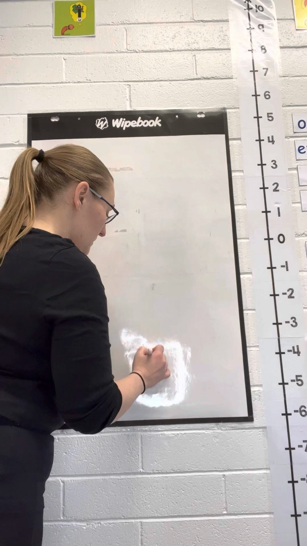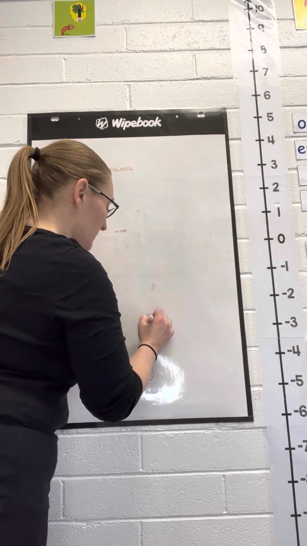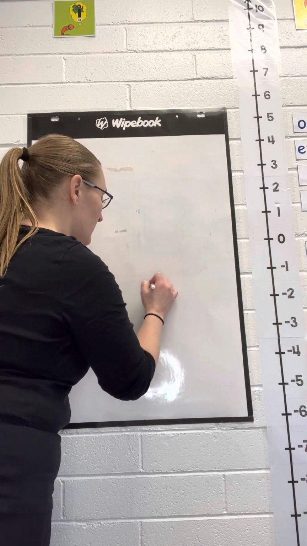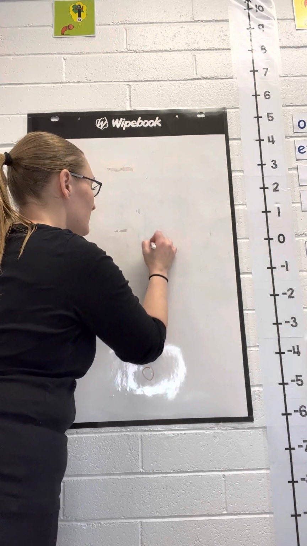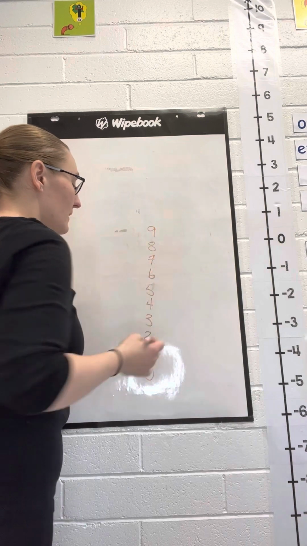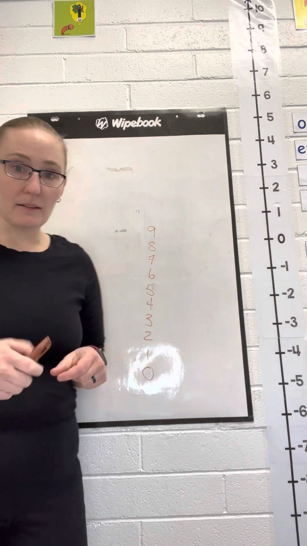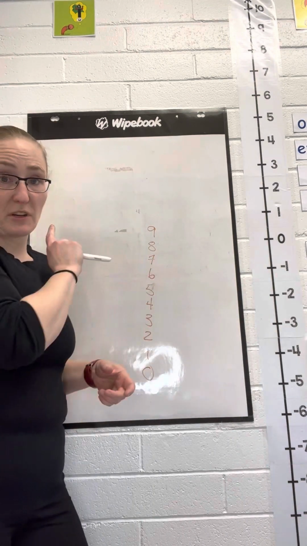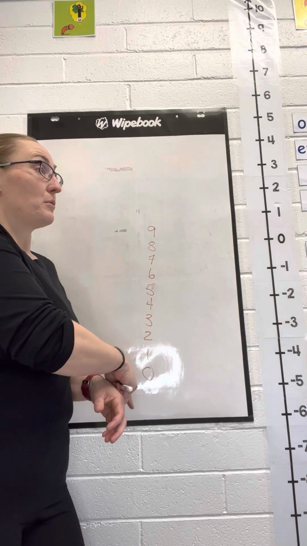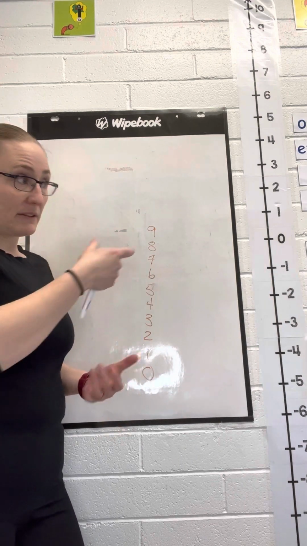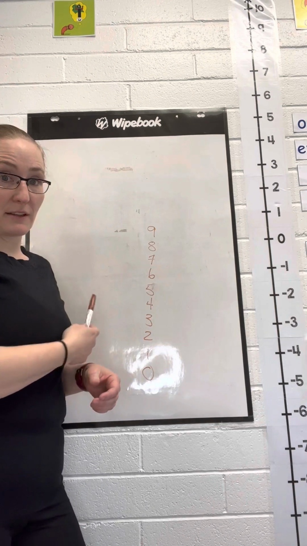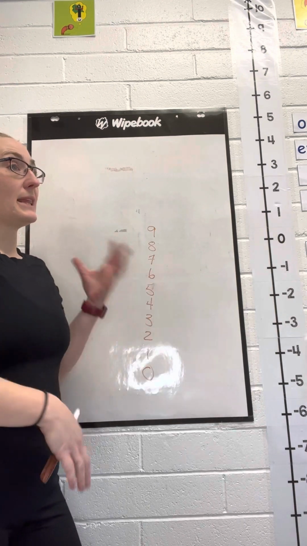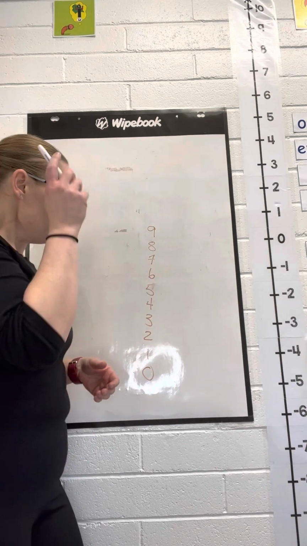0, 1, 2, 3, 4, 5, 6, 7, 8, 9. And I can quickly tell if they can form their numerals properly, if they know the order without looking at somebody else's or looking at the number chart, if their numerals are facing the correct way. That's a quick thing that I can look at.